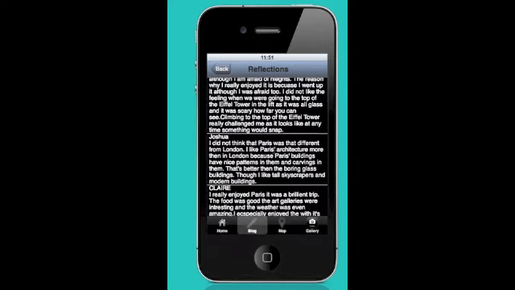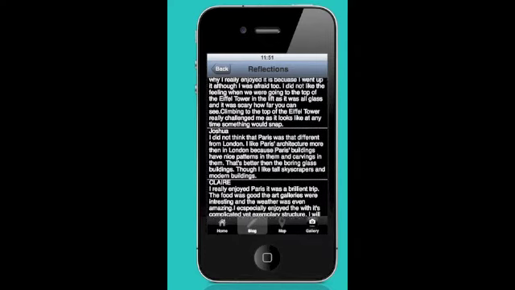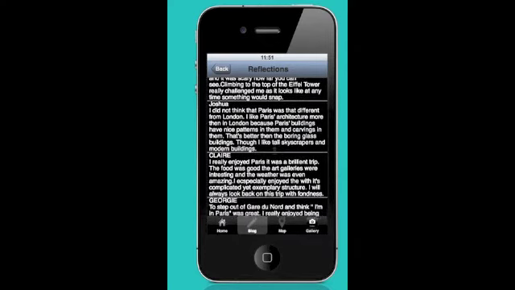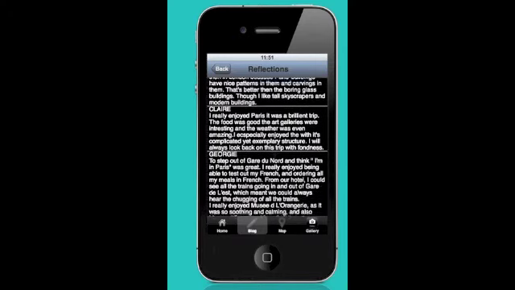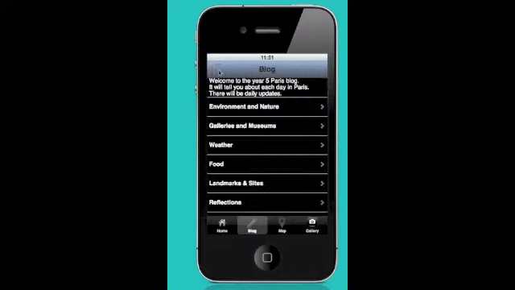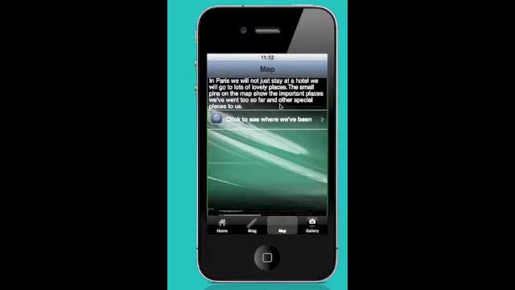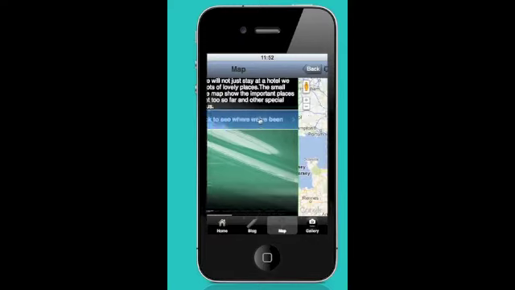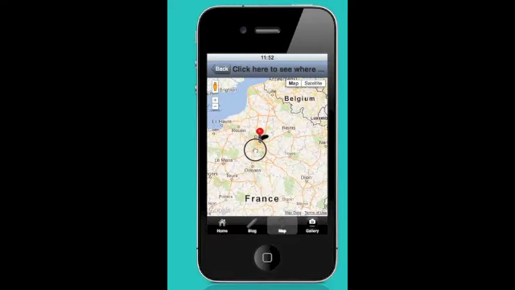The reflections section was completed on our return to school and was the perfect vehicle for the children to do some reflective writing after their trip to Paris. The maps section of the app gave parents and those back at school an idea of where the children had been on any particular day during the trip.